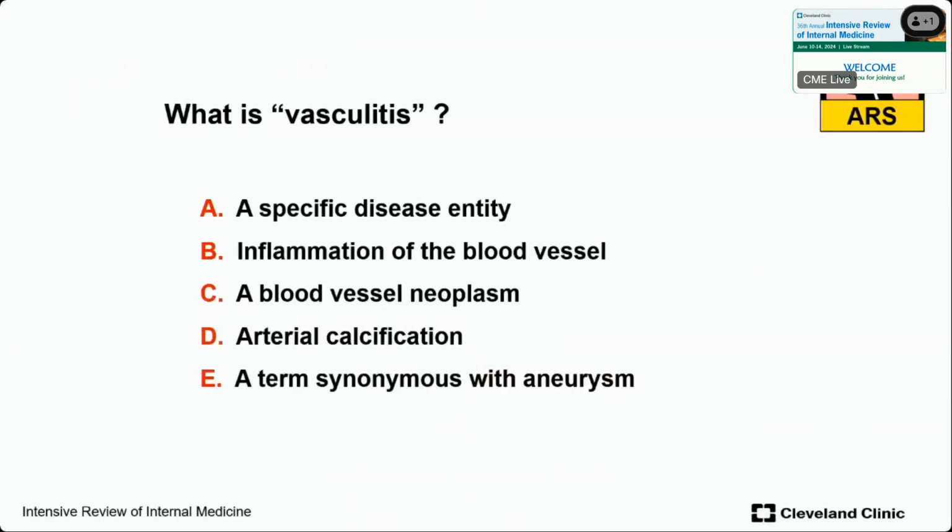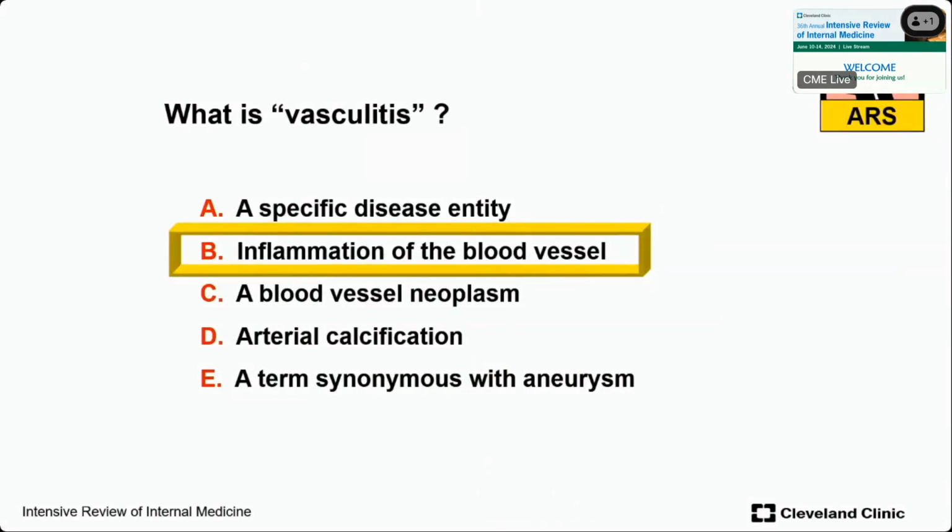So let's begin then. So what actually is vasculitis? Is it A, a specific disease entity, B, inflammation of the blood vessel, C, a blood vessel neoplasm, D, arterial calcification, or E, a term synonymous with aneurysm? All right, so vasculitis is inflammation of the blood vessel.